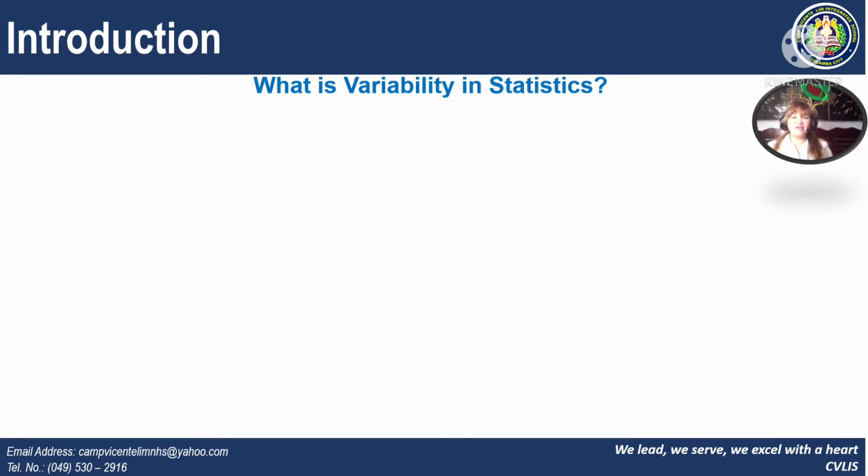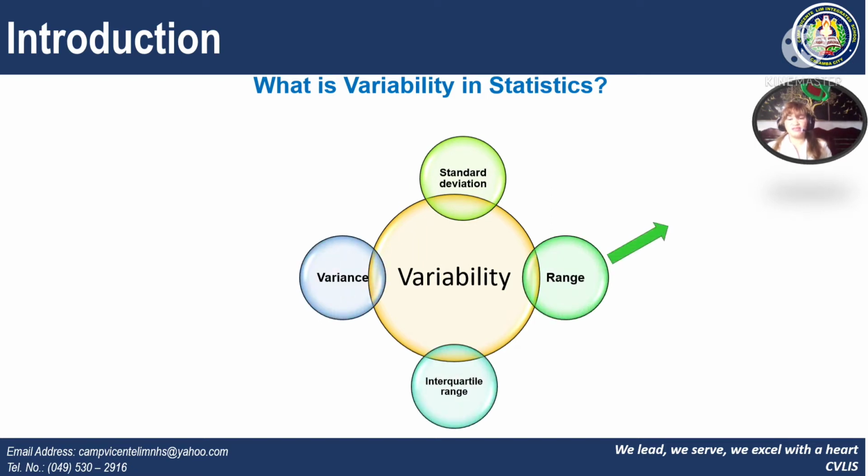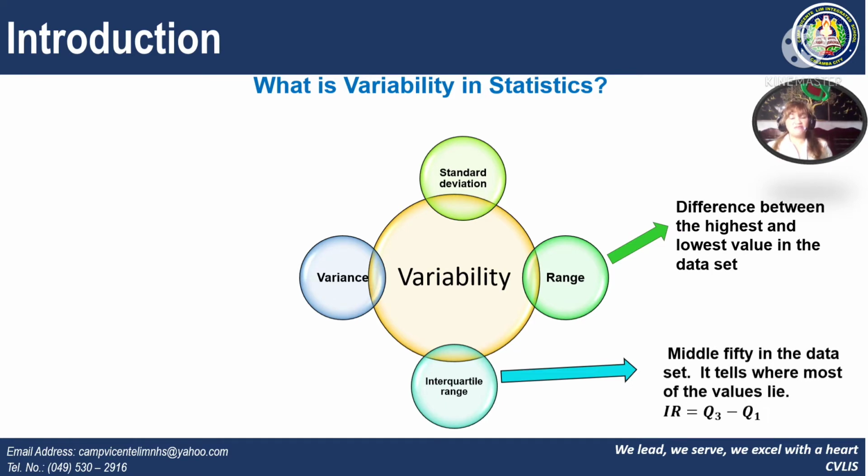We have four main ways to describe the variability in a data set, which are standard deviation, range, interquartile range, and variance. I know that you are already familiar with the range because it's simply the difference between the highest and lowest value in the data set. Then we have the interquartile range, which is the middle 50 percent of the data set. You get the difference between the third quartile and the first quartile of the measures of position.